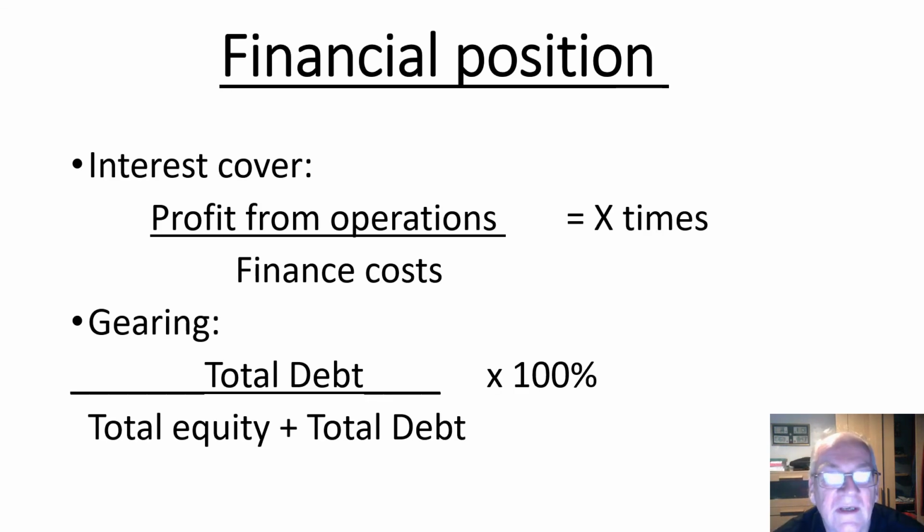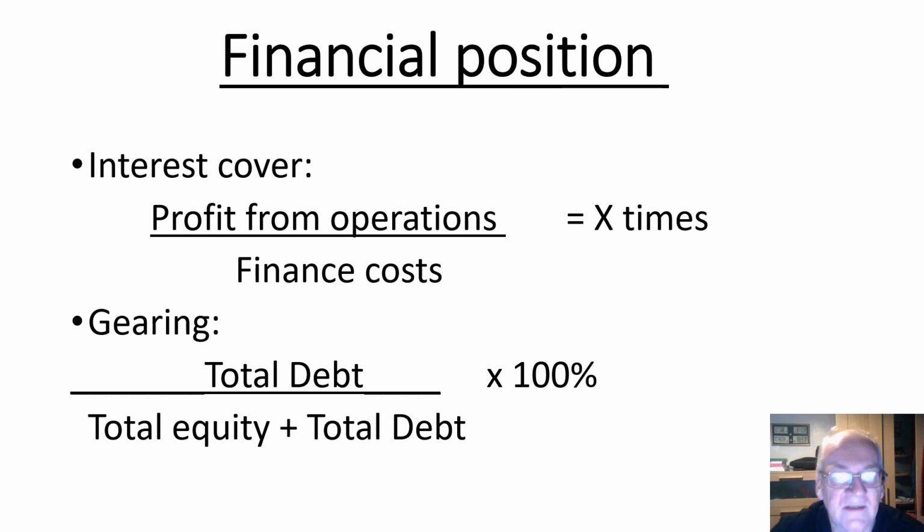And then two financial position ratios. So the interest cover: you made your profit from operations, that's before the finance costs in your profit and loss account. How many times does it cover those finance costs? You need it to cover your finance costs and have some money left over for paying the taxman and paying your shareholders and making some retained earnings.